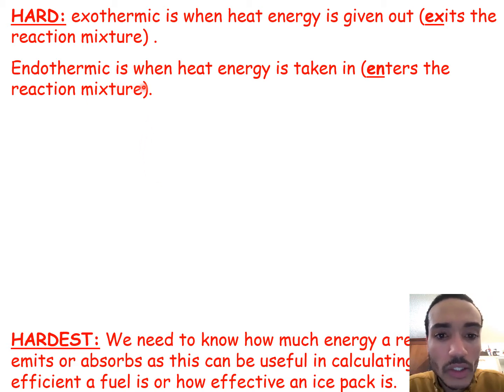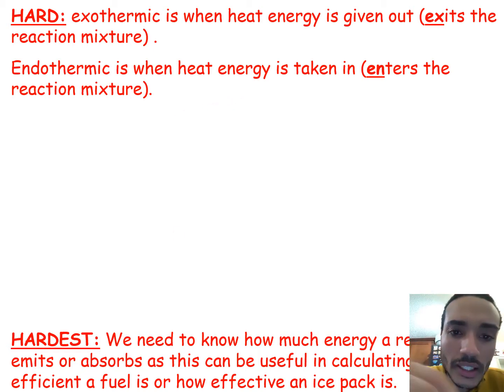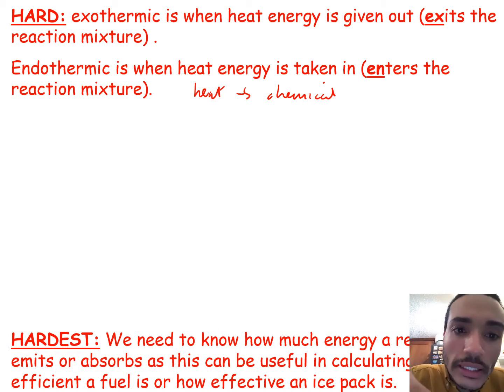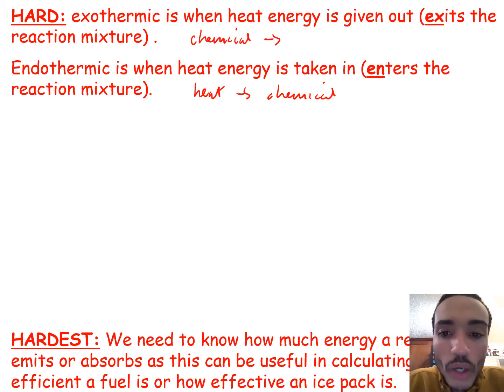Endothermic is when heat energy is taken in and it enters the reaction mixture, and in here heat energy is actually converted into chemical energy, stored within the bonds in the reaction mixture. And with exothermic you have chemical energy stored within the chemical bonds, like a fuel, let's say, and then the chemical energy is transferred to heat energy.